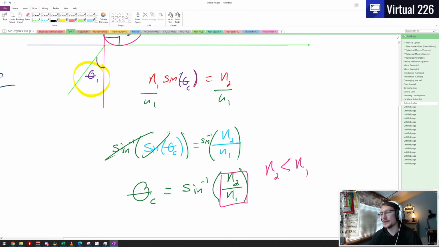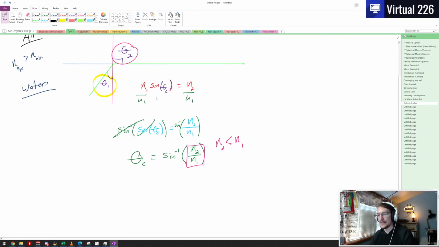And that's very important because if that number was greater than 1, then all of a sudden I've exited the domain of my sine region. I can't have the inverse sine of like 3. Go ahead, type in inverse sine of 3 on your calculator. It says error, domain. So this is the critical angle forcing theta 2 to be 90 degrees.